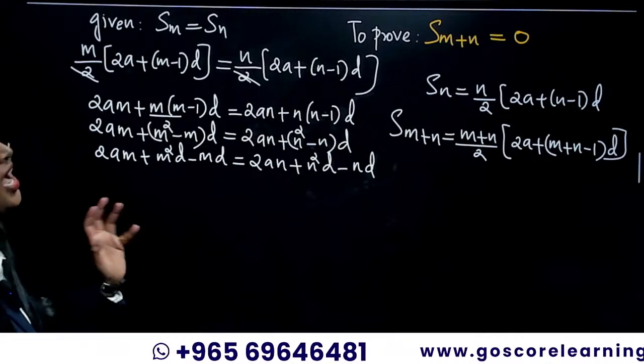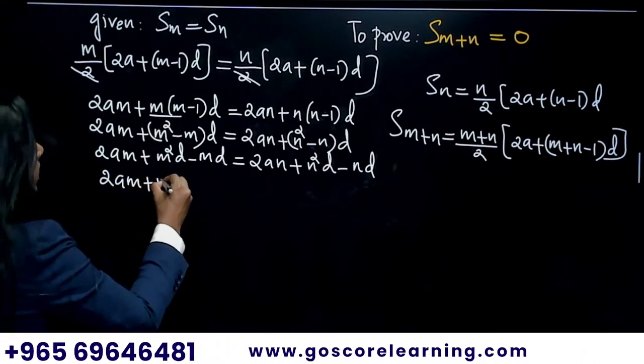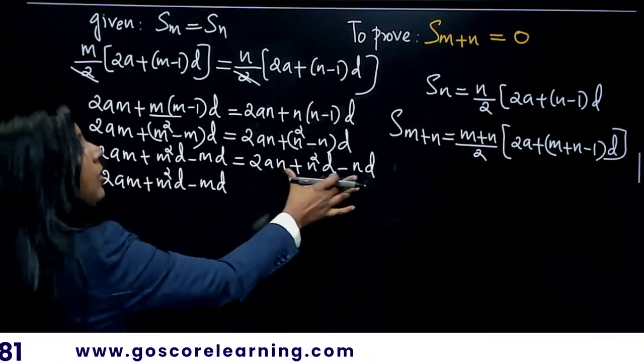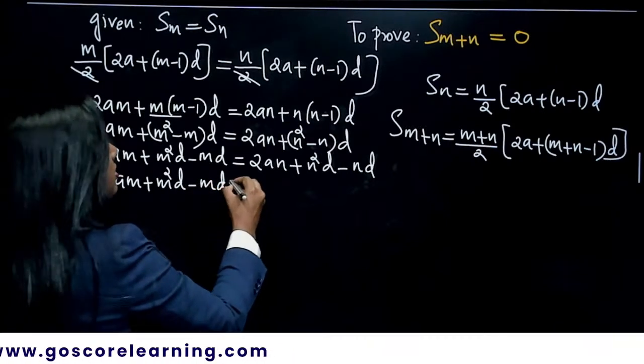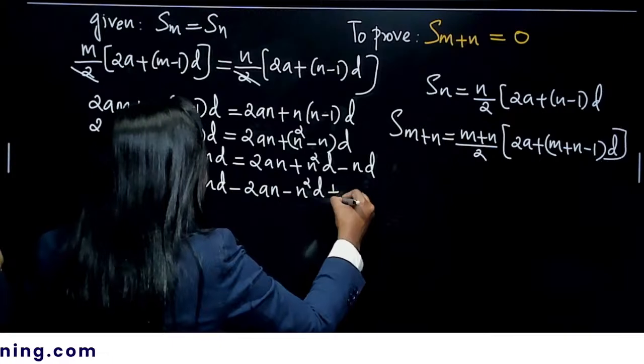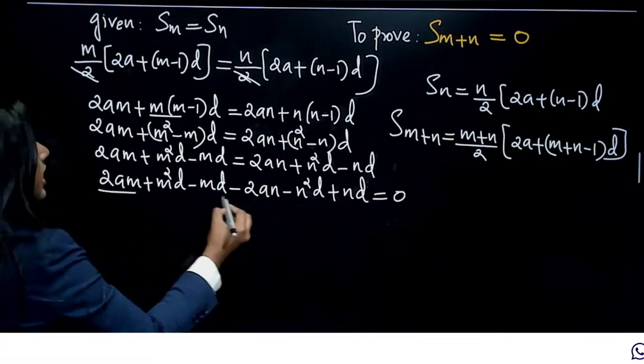Okay, so that my RHS will be 0. So 2am plus m square d minus md is here in the LHS, and now I'm taking everything to LHS. So this is going to be minus 2an minus n square d plus nd, and that is equal to 0. Okay, now we will write the like terms together.